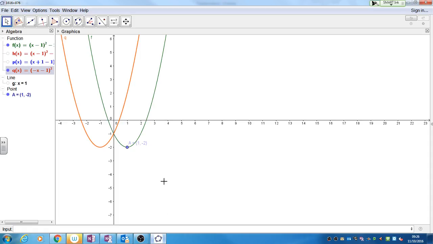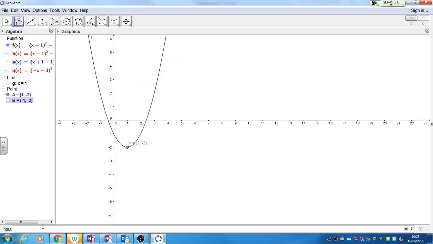Yeah, and we can see that from here. The 1, minus 2 has now become, if I put a dot on this, minus 1, minus 2. So it's got reflected in the y-axis. Is that okay? Alright. Let's get rid of this dot. Let's get rid of that.